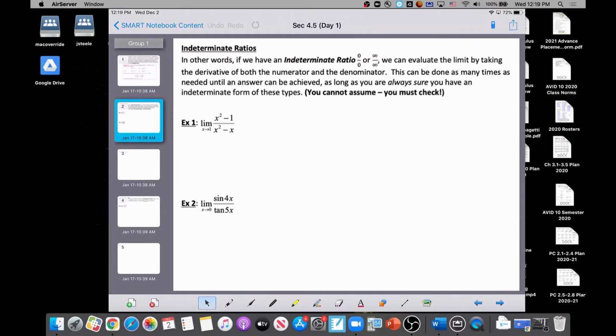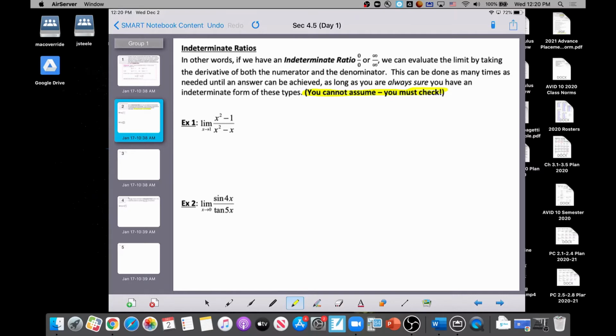So what we have to keep in mind when we're thinking about using L'Hopital's rule is that we have to check first to make sure that we have an indeterminate ratio, okay? And I really want to stress this. You cannot assume, you must check, okay? You must show that you've checked before you apply L'Hopital's rule. And if you're going to use L'Hopital's rule on the AP test, they are going to be looking for some sort of proof that you checked that the numerator and denominator created an indeterminate form before you applied L'Hopital's rule.